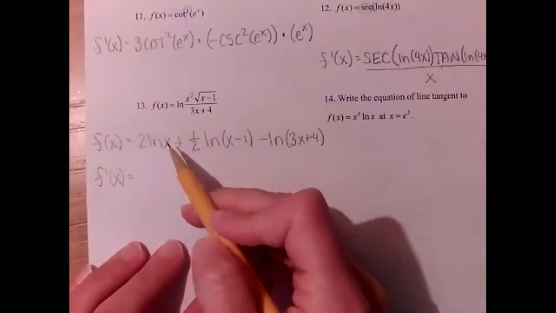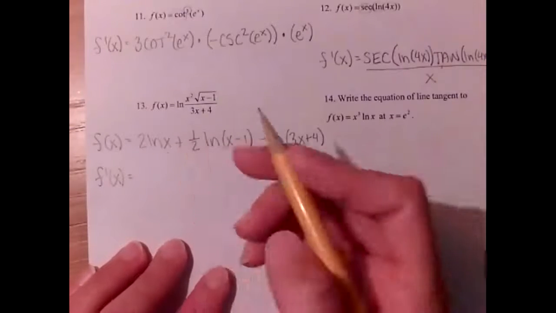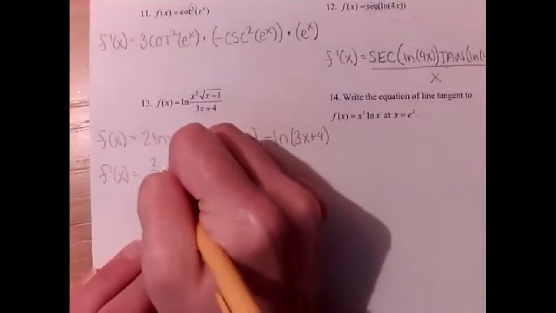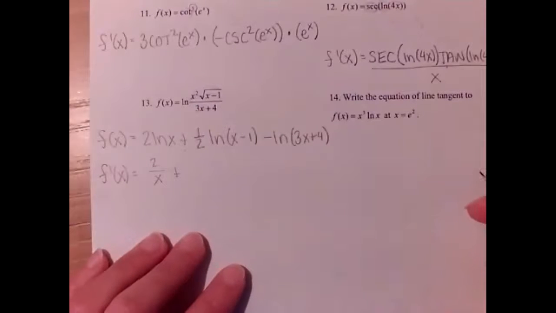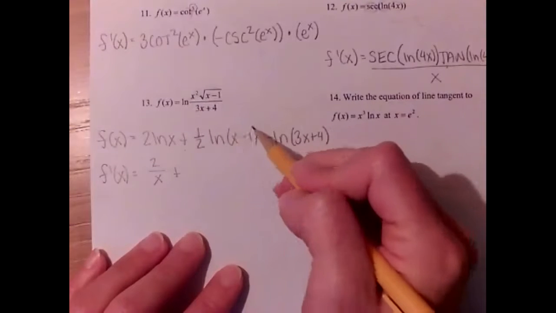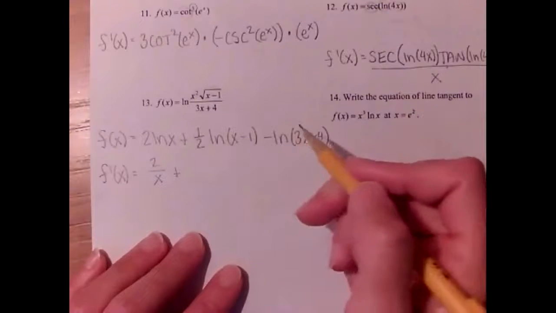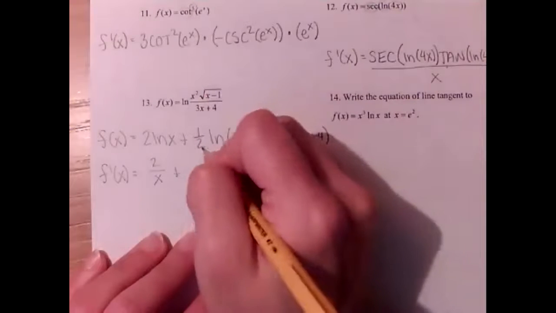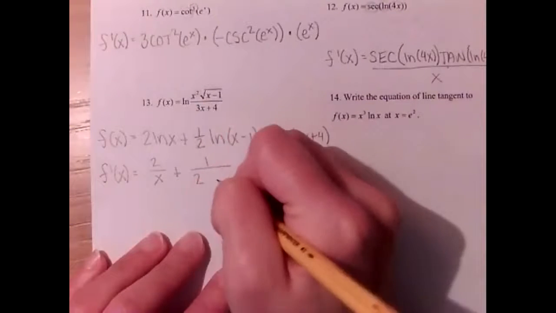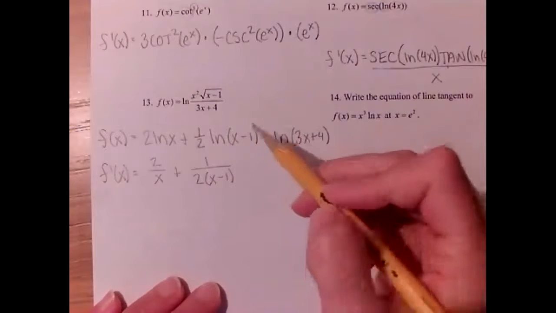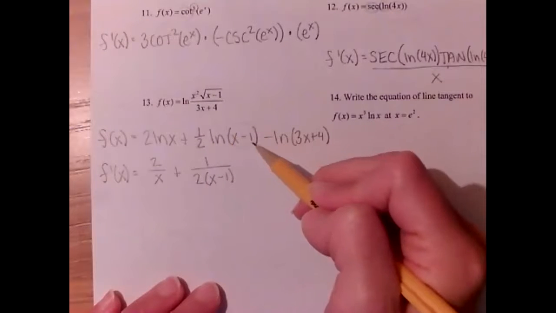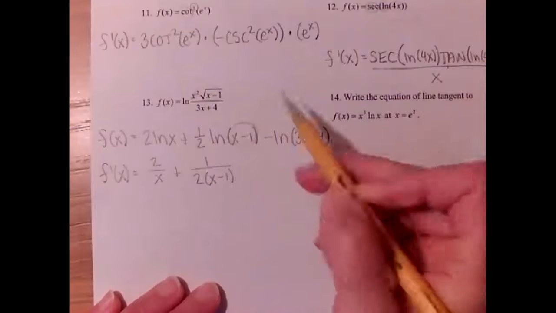So for the first term, derivative of ln is 1 over x. In this case, it's just going to be 2 over x, since we have a 2 there. Plus, again, this derivative would be 1 over whatever you've got. We just happen to have a 2 in the denominator as well. Now there is a chain rule here. We would have to chain on the derivative of this stuff.